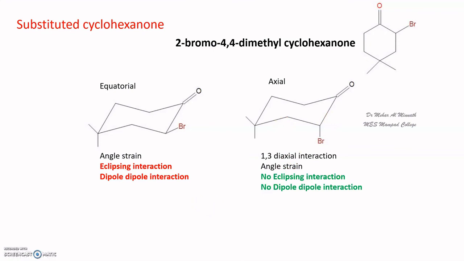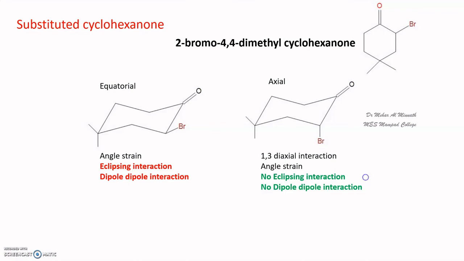So, since there is no eclipsing interaction and dipole-dipole interaction, obviously the axial form will be in more concentration, or the axial form will exist more. Okay, so energy-wise, when you compare the equatorial and axial, the equatorial is experiencing eclipsing interaction and dipole-dipole interaction, but the axial form is not experiencing any eclipsing interaction and dipole-dipole interaction. So the axial form will be more stable.